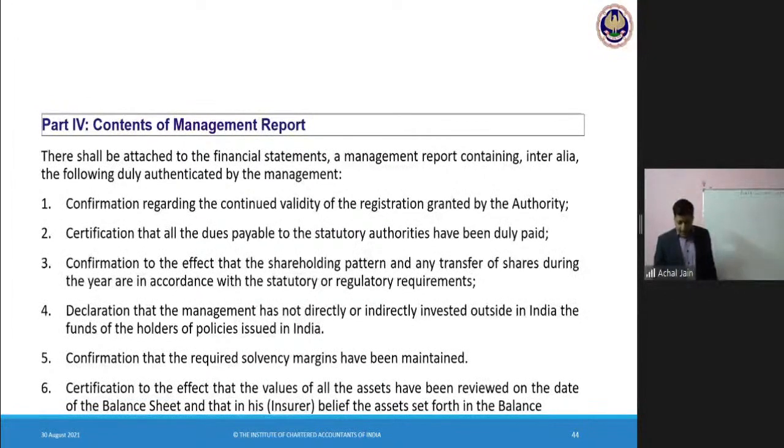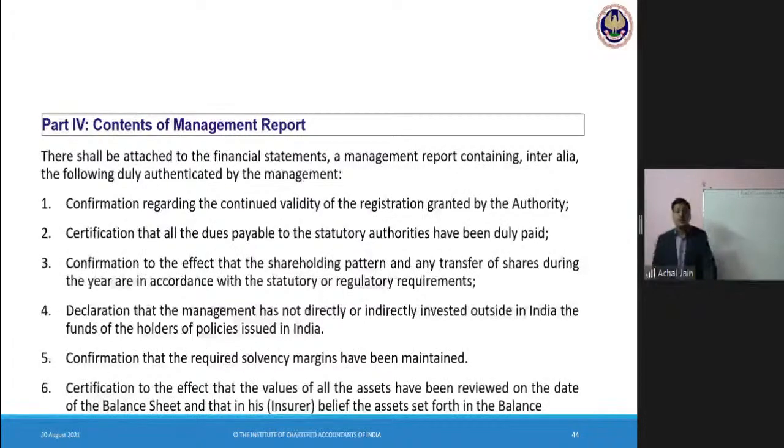So that's why it's a confirmation, it's a certification from the management in respect of all the regulatory compliances which are covered in this content, whether those have been properly taken care of by the management or not. So that's why this management report is considered to be very important.